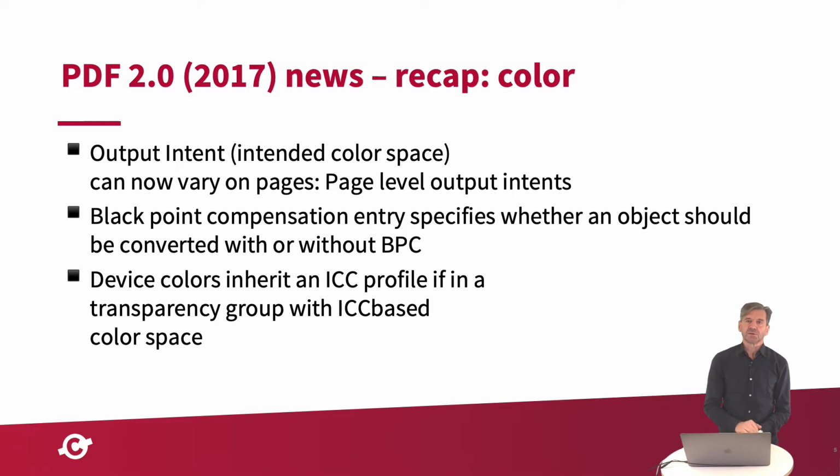So black point compensation is a parameter of a color conversion. Up until pdfToolbox, the color conversion engine always had to decide whether black point compensation is being used or not. Starting with pdfToolbox, you can have objects in a PDF file that have a black point compensation entry set to on and others that are off, so that it's possible, on an object basis, to specify whether an object should be converted using black point compensation or not.